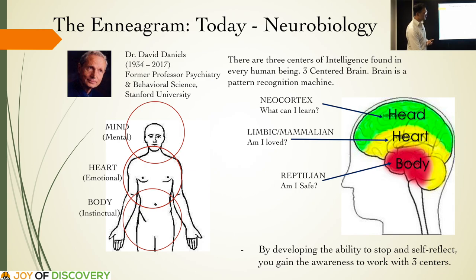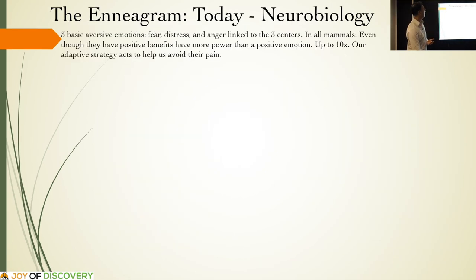So I'm going to talk about these three centers a little bit more. The three main emotions that we looked at, fear, distress, and anger, which are linked to the three centers, happen in all mammals. And even though they have positive benefits to help us survive in the world, these adverse emotions have more power than positive emotions. It's measured that these emotions have up to 10 times more power than positive emotions. So it's no wonder we're trying to avoid them.